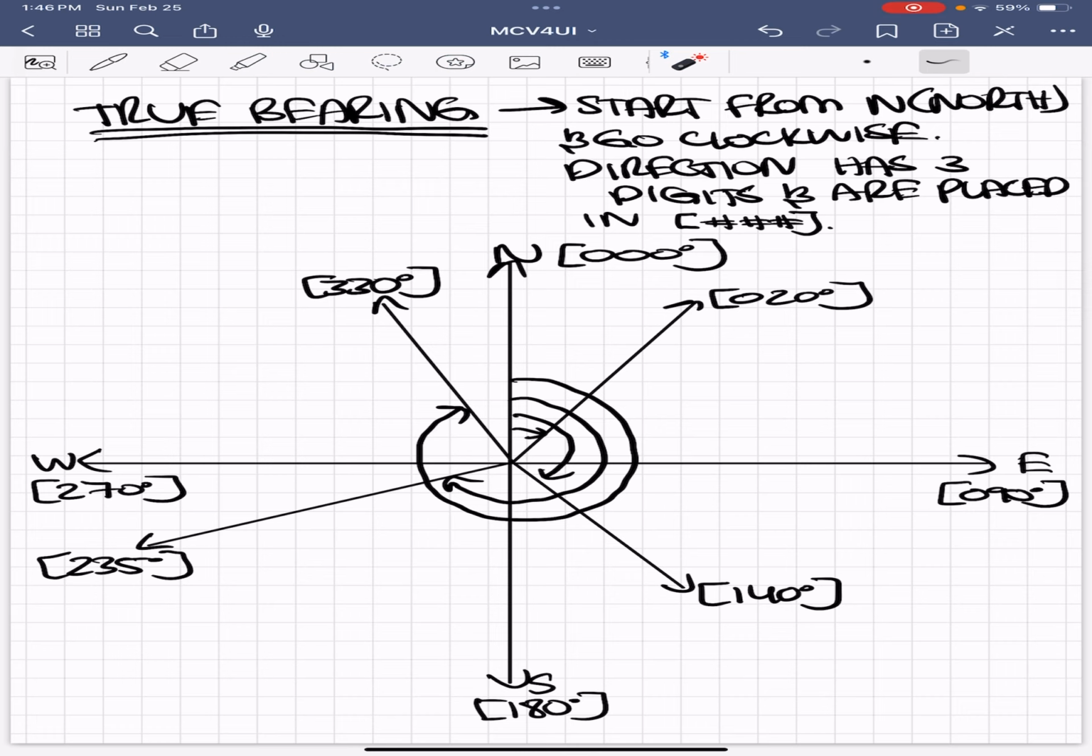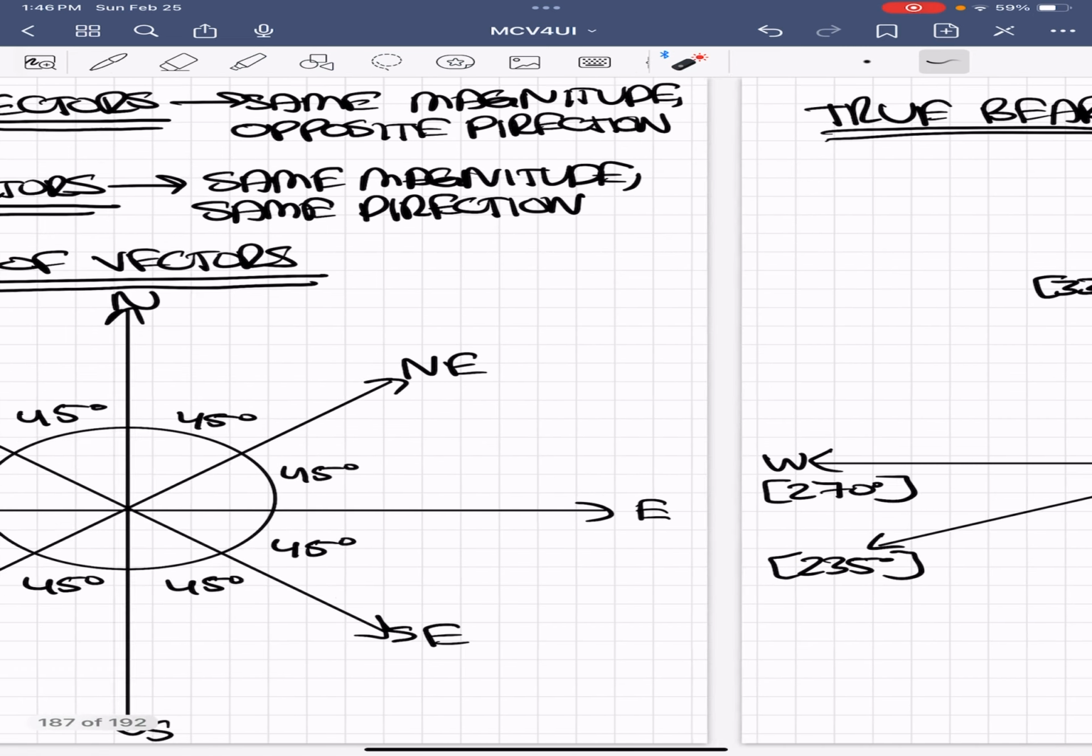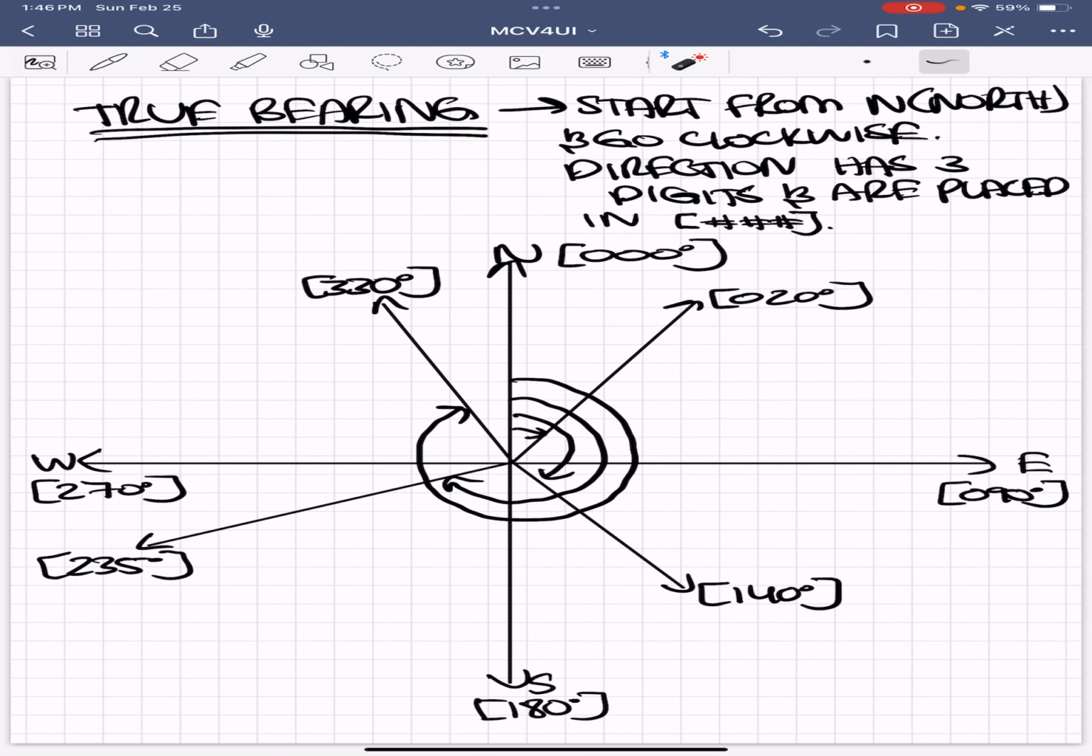So you might see a question that has true bearing measurements of angles instead of our directions here. So hopefully that made sense. I also have 140 degrees, so that vector will lie upon this arrow, and our calculation would be 140 degrees, and it would be placed in these brackets. And then I have 235 and 330 as well.